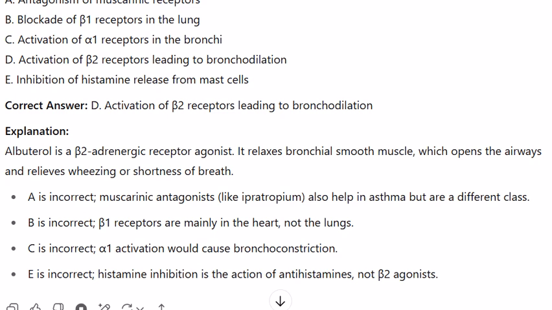A is incorrect. Muscarinic antagonists, like ipratropium, also help in asthma, but are a different class. B is incorrect. β1 receptors are mainly in the heart, not the lungs. C is incorrect. α1 activation would cause bronchoconstriction. E is incorrect. Histamine inhibition is the action of antihistamines, not β2 agonists.